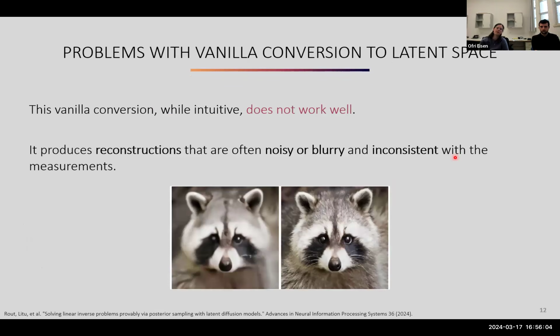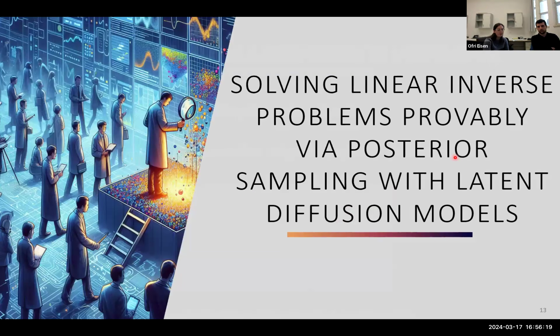Both papers suggested that there are problems with the vanilla conversion of DPS to the latent space. The problem is that the image reconstructions are often noisy or blurry and can be inconsistent with the measurements. Both papers suggested a reason why this problem occurs and how to solve it.